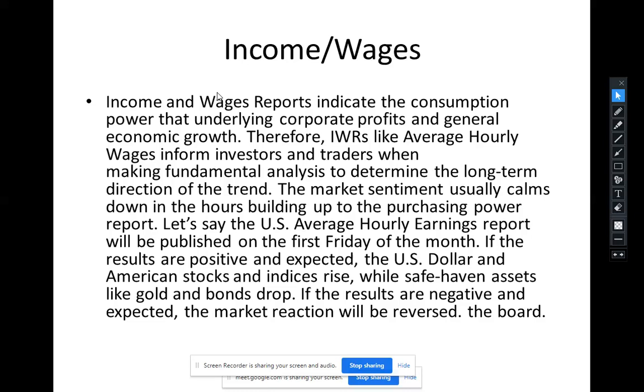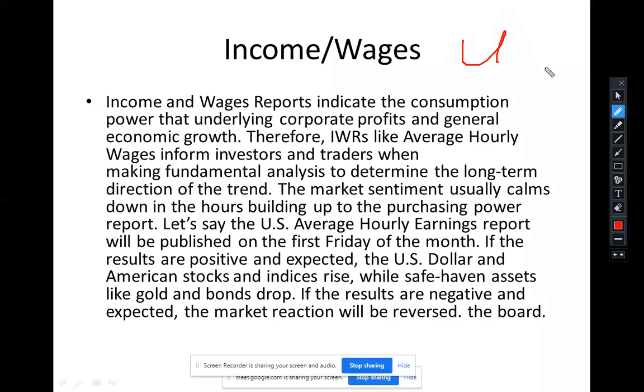So the USD and the safe haven assets like gold are not moving in the same direction, they're just like enemies to each other. That is why if USD is positive, gold also will be negative. If USD is negative, gold also will be positive. They don't move in the same direction.